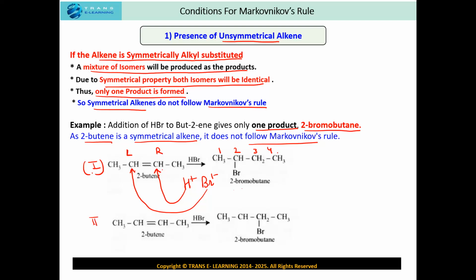Now let us consider the second example in which I am considering that the hydrogen ion is going to attach to the left hand side carbon atom and the bromide ion is going to get attached to the right hand side carbon atom of the double bond. This is left hand side and the right hand side. Again, as per the IUPAC name, I have to give the least number to the substituent attached to it. So 1, 2, 3, 4. Again, I will get 2-bromobutane. Both the isomers are the same. So the symmetrical alkenes do not follow Markovnikov's rule.